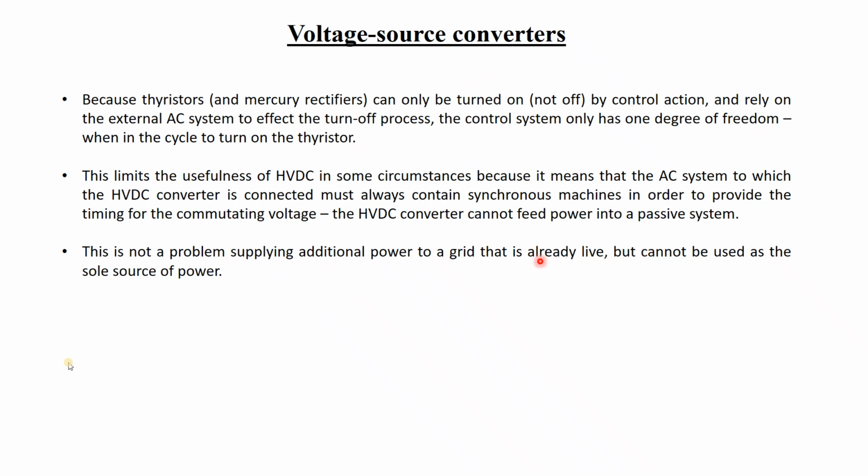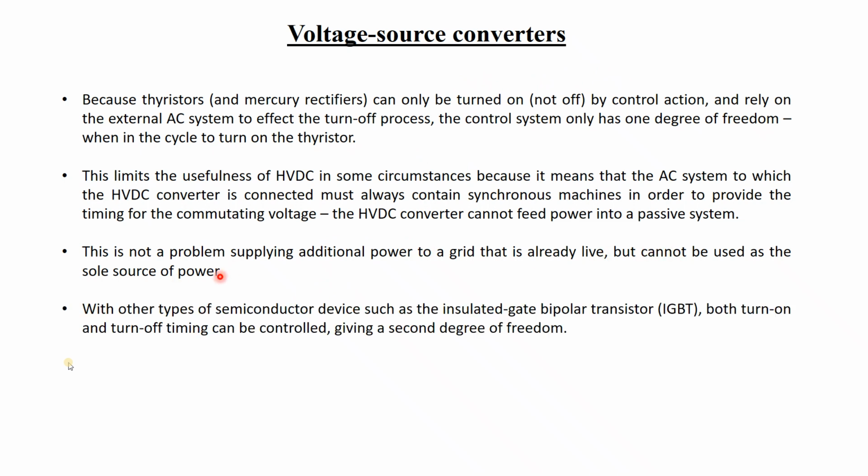Because of this main drawback of not being able to turn off by control action, it cannot be used for a sole source of power. With other types of semiconductors, such as the insulated gate bipolar transistor, the IGBT, both turn off and on timing can be controlled, giving a second degree of freedom.